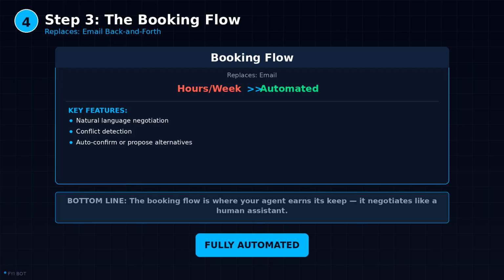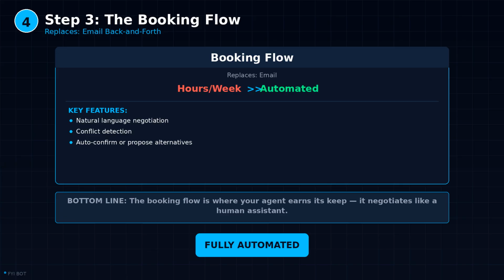First, the incoming request arrives. It could be an email, a Slack message, or a form submission. Your agent parses it to extract the key information. Who wants the meeting? How long do they need? What is it about? What is their general availability?